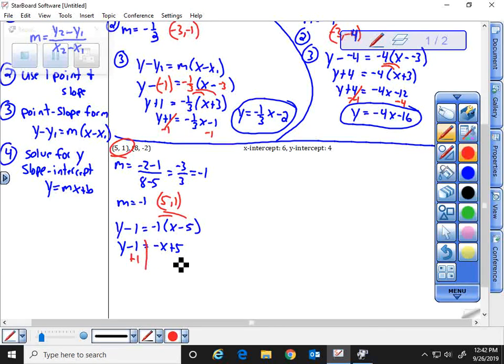Add 1 to both sides. Get y equals opposite x plus 6.